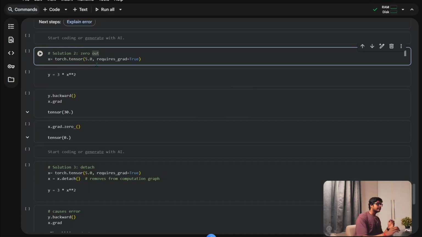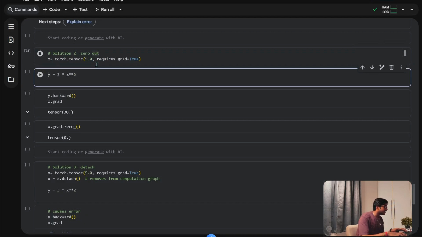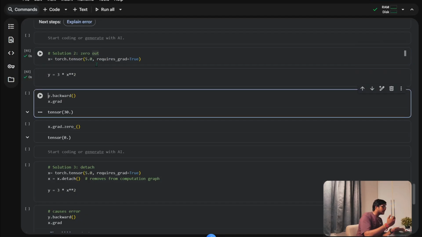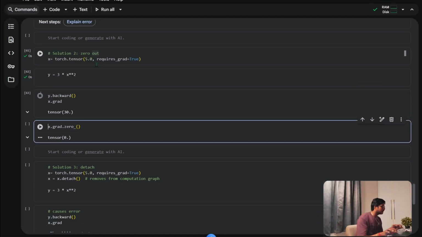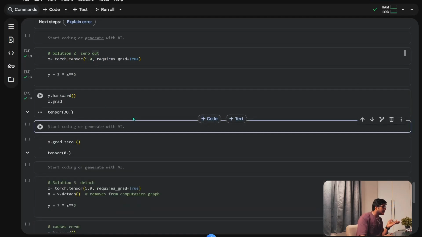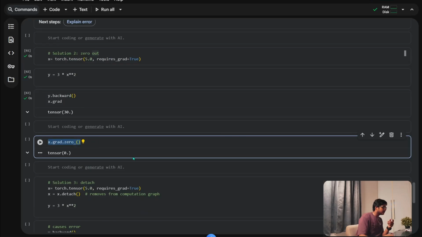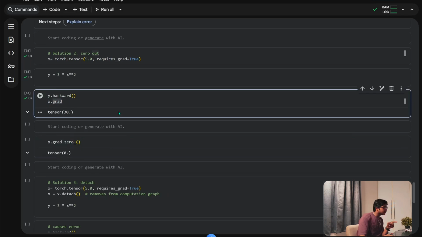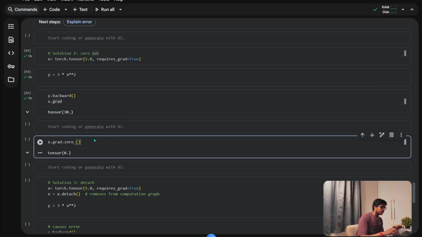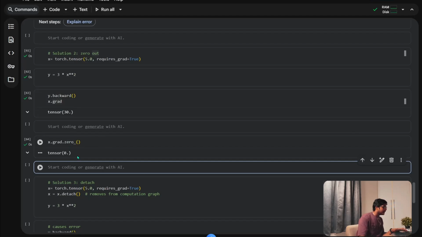Simple. The next solution is zero out. So here I have my x tensor with requires_grad as true. This is my y, and I do y.backward() and x.grad, so it gives me 30. Now after I did this, I can simply run x.grad.zero_(), so that it will take this tensor and zero it out. So if I run this, it gives me 0.